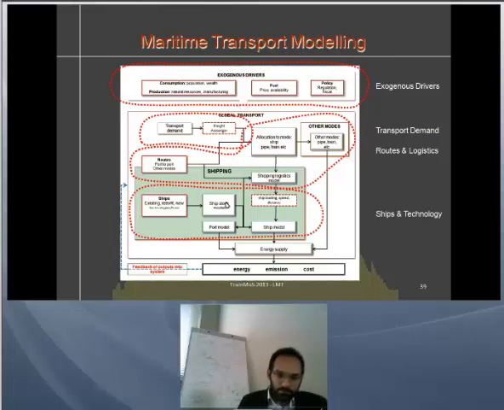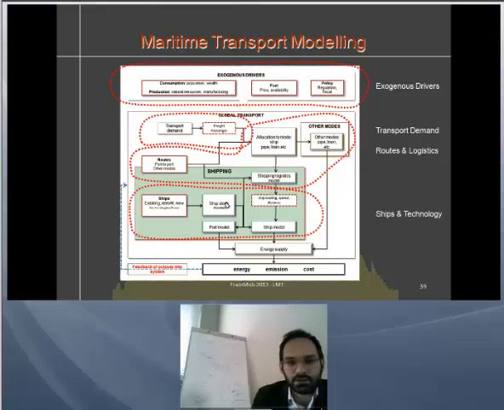And now we can see that there is a way of modeling maritime transport, a conceptual model for that. So firstly, we take into consideration the exogenous drivers. These are coming from external triggers, and these are the consumption.